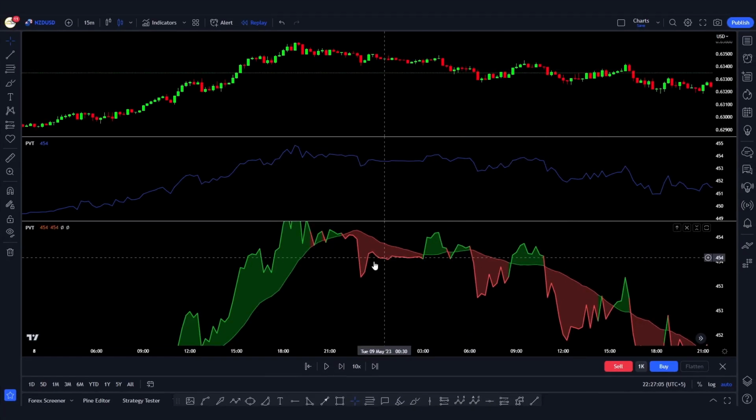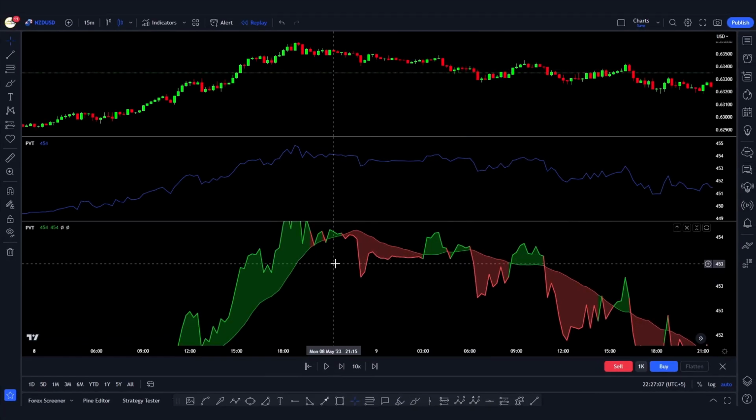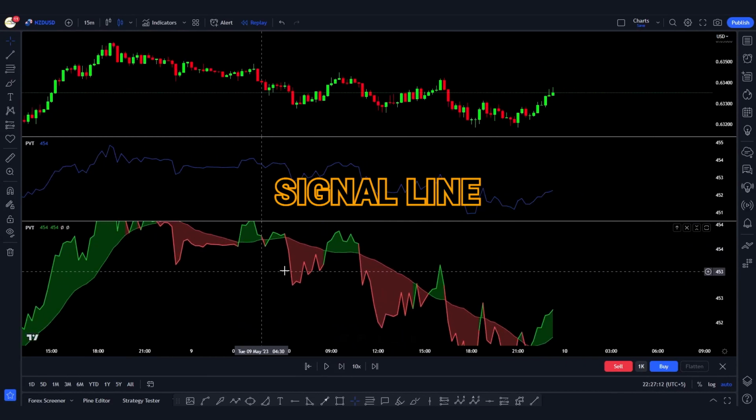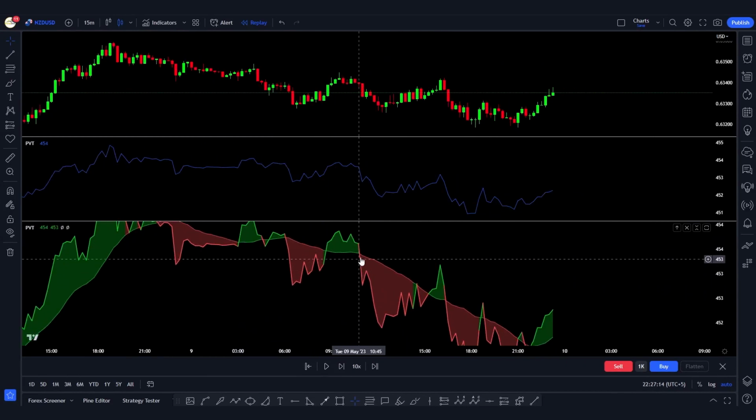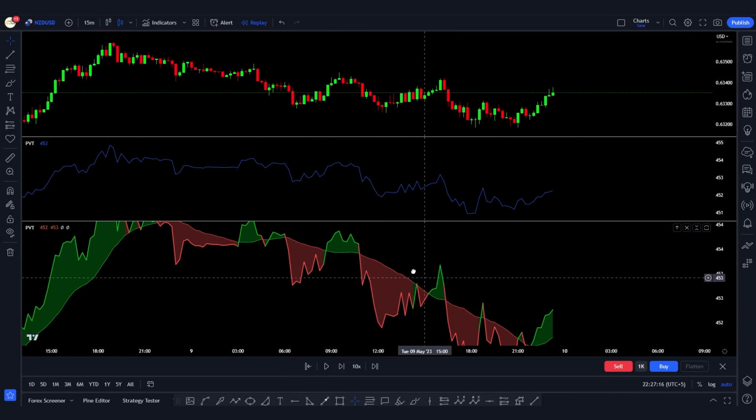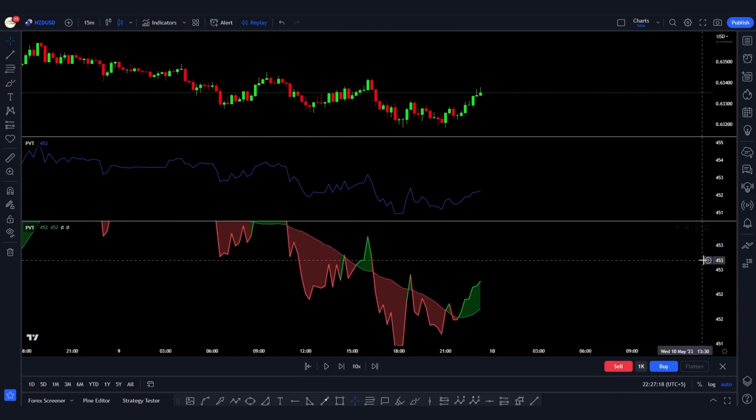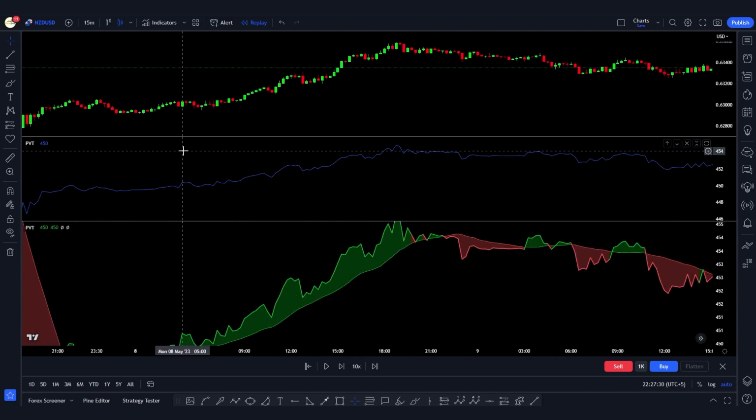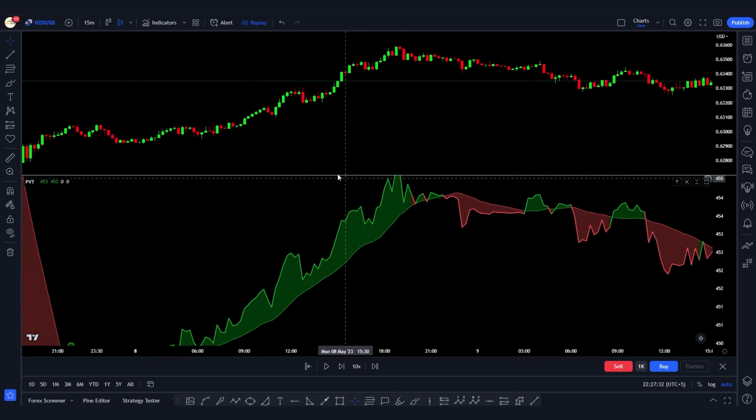Now another very good feature of this modified PVT indicator is its signal line, because we can use this signal line whenever the PVT line crosses above or below the signal line. We can use these as our buy and sell signals according to our trading strategy that we're going to talk about later. Now let's go ahead and remove this normal PVT indicator, and the second indicator that we're going to use for this strategy is the relative volatility indicator.